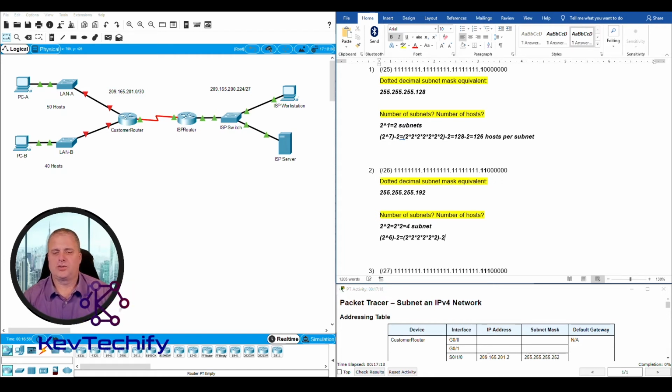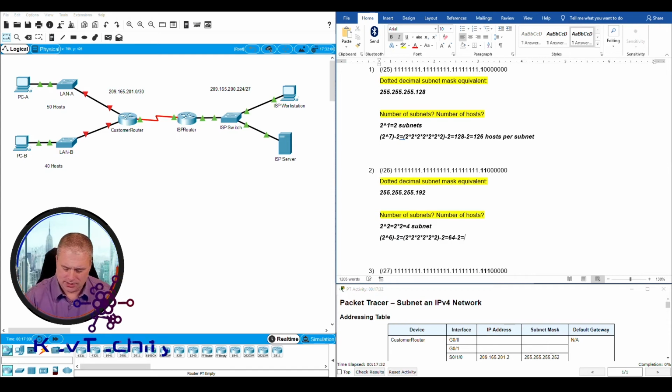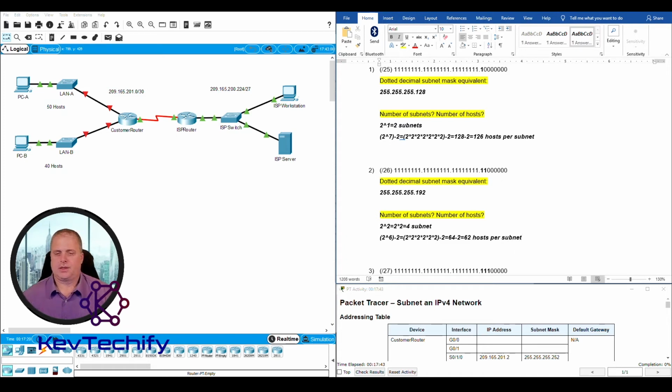And you subtract 2 from that total, which is equal to 2 times 2 is 4, times 2 is 8, times 2 is 16, times 2 is 32, times 2 is 64. 64 minus 2 gives us 62 hosts per subnet. We got 4 subnets. Each one of those subnets can have a maximum of 62 hosts per subnet.